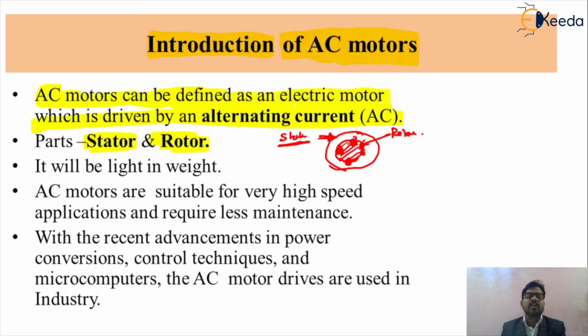Or we call it the AC motor. So basically, what are the different advantages of the AC motor? The very first advantage: the AC motor is light in weight as compared with the DC motor for the same rating. The AC motors are suitable for very high speed applications because they do not contain a commutator and brushes. So AC motors require very little maintenance for their operation.